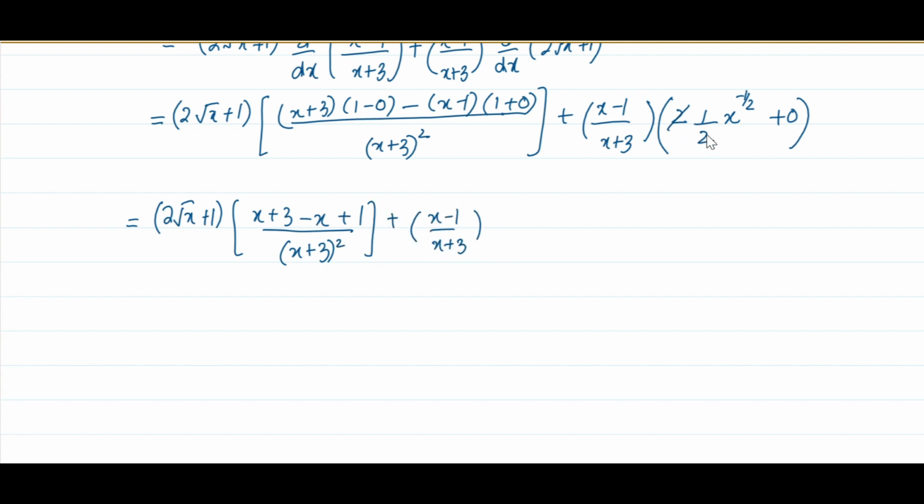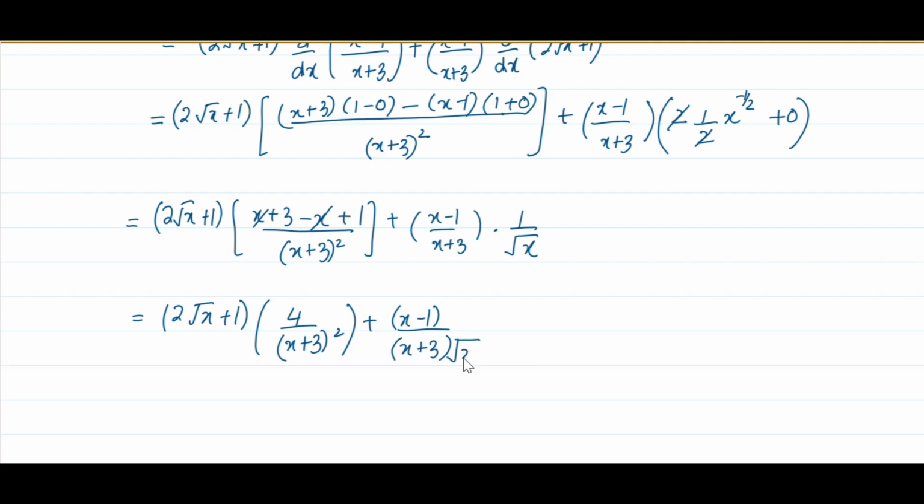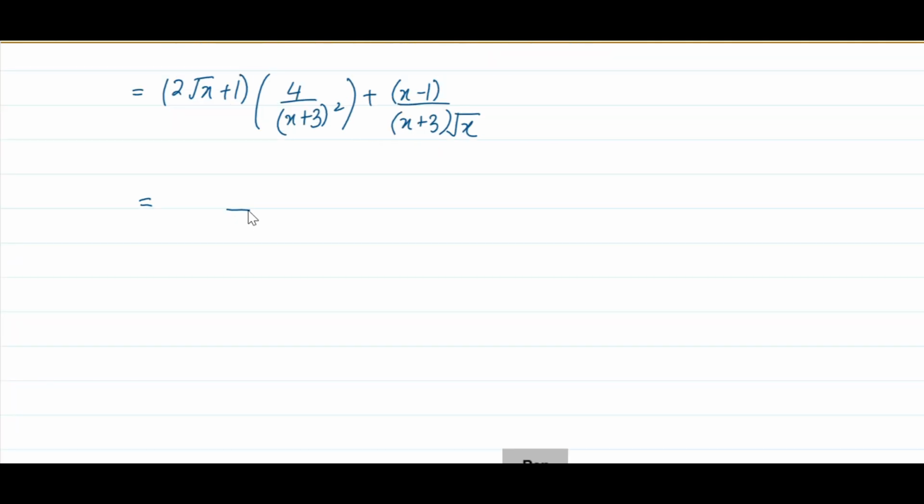And this 2 and 2 is cancelled, left 1 over square root of x. And now to simplify, you have x cancelled and it will be 4 over x plus 3 square. And on the right side, the denominator will be multiplied with the denominator term. More simplifying, we will take the LCM. So we have denominator x plus 3 square, and there is one more term in the denominator which is square root of x. And on the first term, the square root of x is not on the denominator, so it multiplies with the above term.